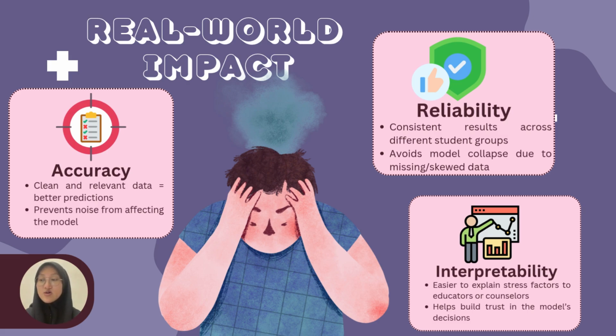Second is reliability. With a clean and consistent dataset, the model is more stable, where it gives more consistent results even when tested with different samples. And the last one is interpretability, where the feature selection helps us in identifying which factors truly affect student stress, like lack of sleep, long study hours, and family pressure.